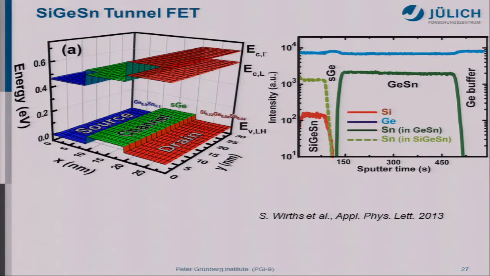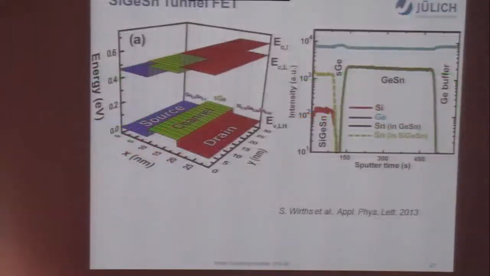Okay, so this is the same profile that shows that all the layers have a germanium concentration that is quite uniform, and also the interface is very sharp.